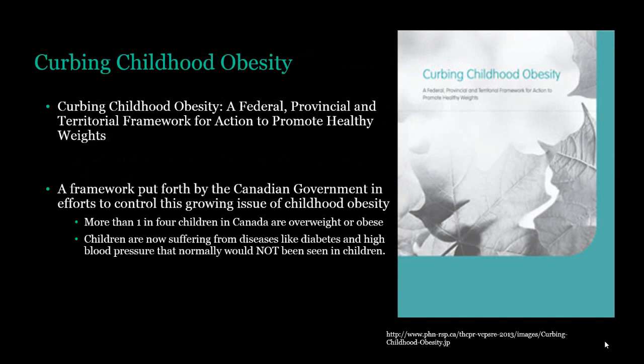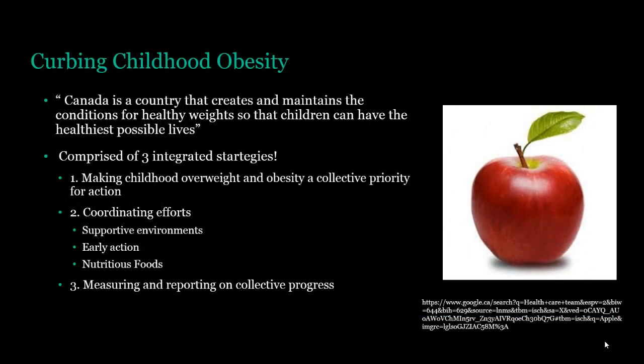The Canadian government put together a framework for action to promote healthy weights. This framework is in efforts to control the growing issue of childhood obesity. More than 1 in 4 children in Canada are overweight or obese. Children are also suffering from diseases like diabetes and high blood pressure, which would normally be seen in adults. This framework is designed to give children the healthiest start they can possibly receive.